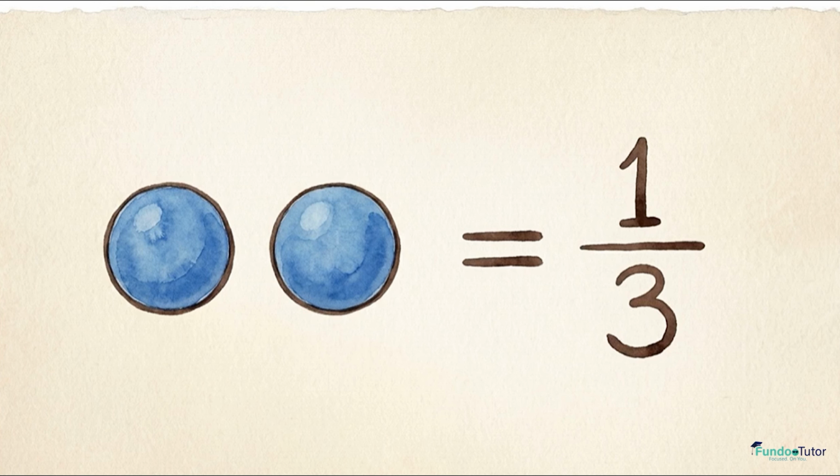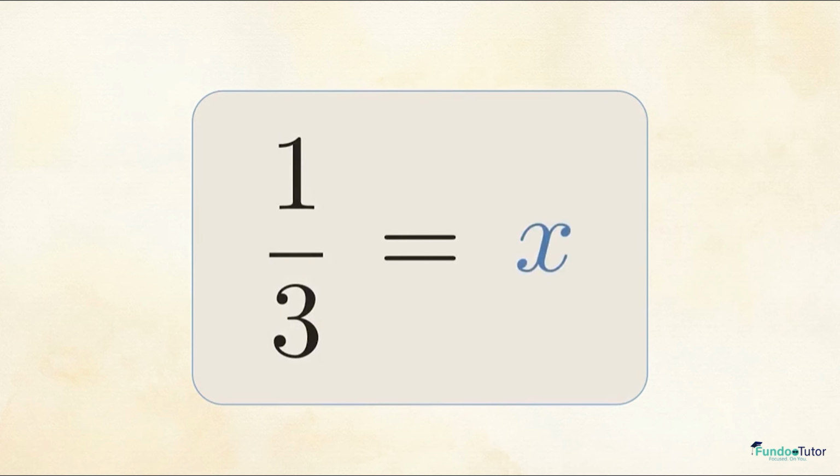The problem provides a specific target. The probability that both balls drawn are blue is exactly 1/3. We will use this known value to solve for x.